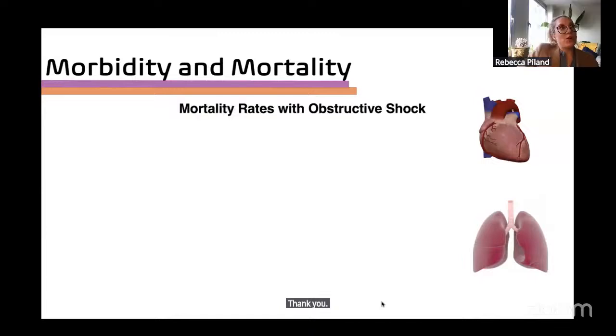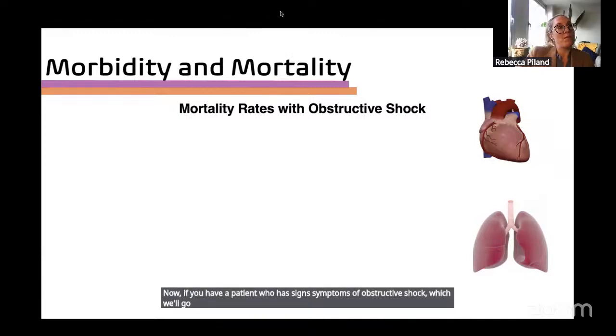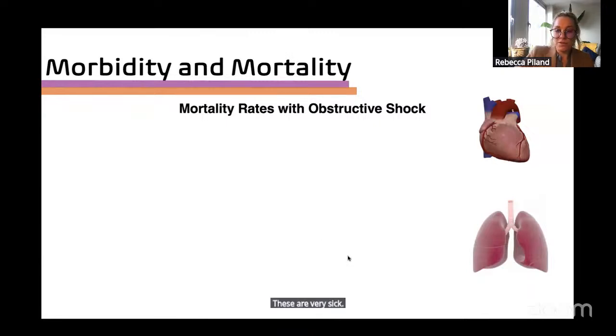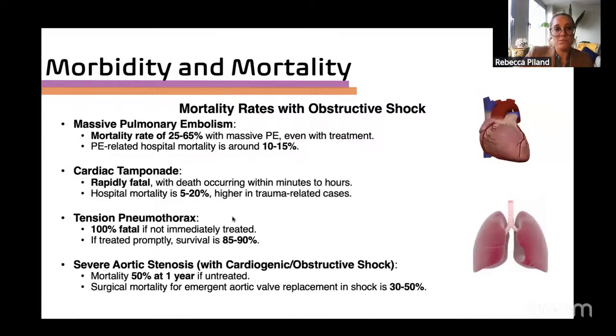Now, if you have a patient who presents with these signs and symptoms of obstructive shock, which we'll go over in a little more detail, these are very sick patients. This form of shock has fewer treatment options, and high fatality even in high resource countries.